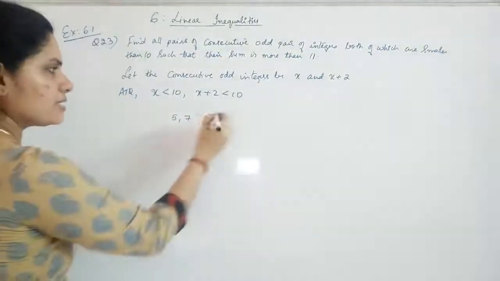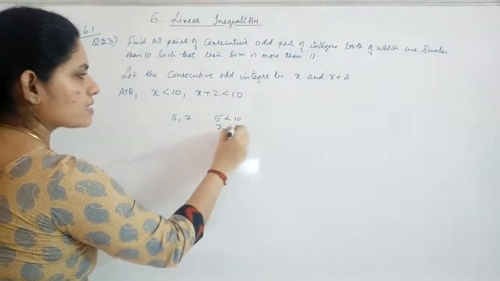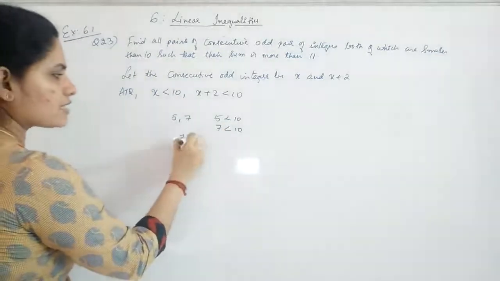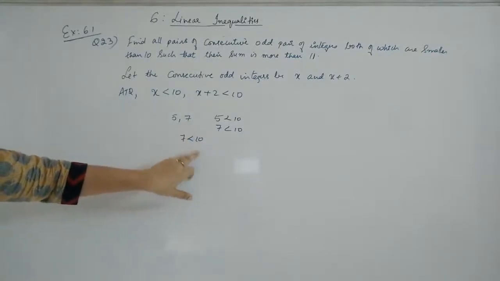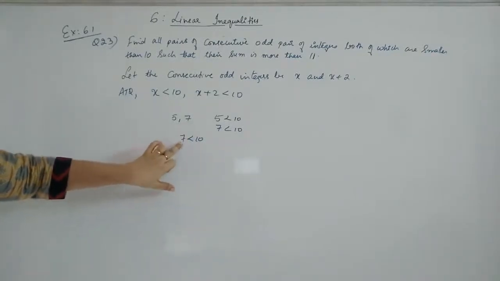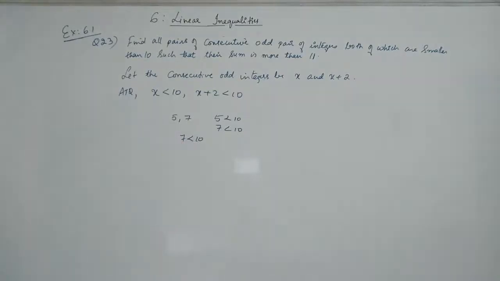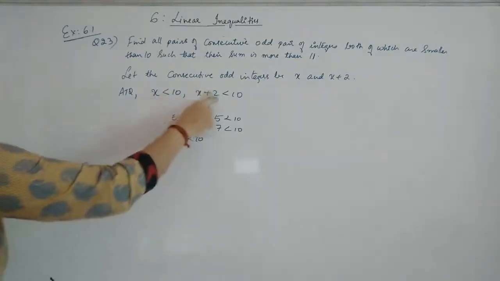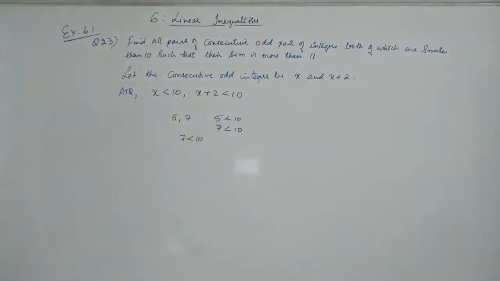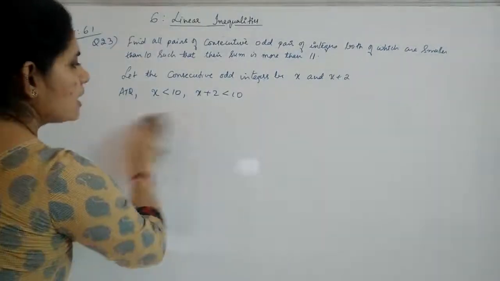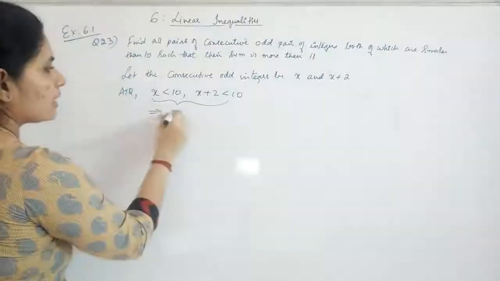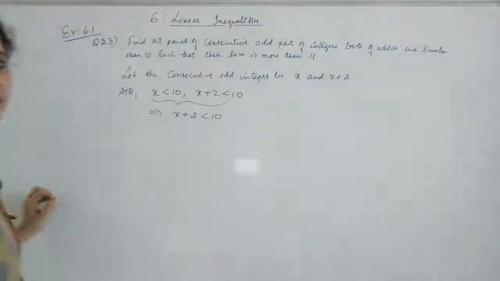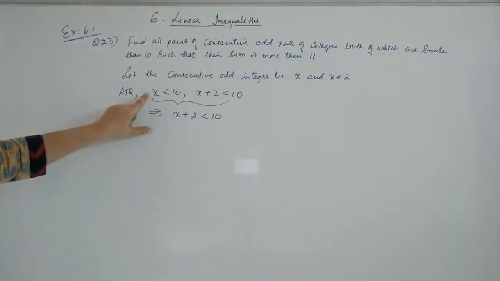Both are less than 10, right? So 5 is less than 10, 7 is less than 10. If I say that 7 is less than 10, that means the second number is less than 10, then the number which is smaller than this number, meaning 5, is automatically less than 10. So I need not say both inequalities. Only if I say x plus 2 is less than 10, that will be enough. No need to say x is less than 10 also. So combining these two, I am just writing that x plus 2 is less than 10, because that will automatically imply that x is also less than 10.